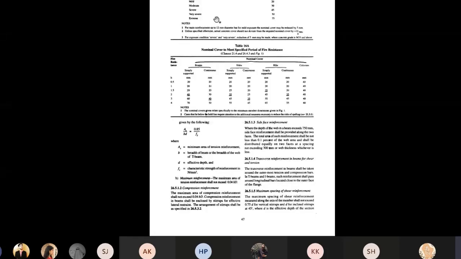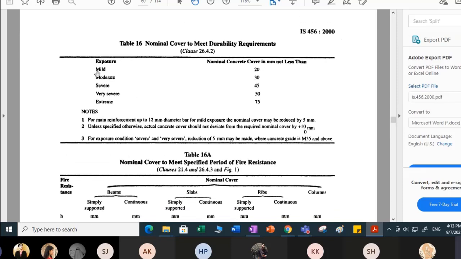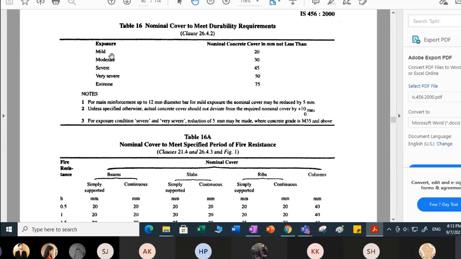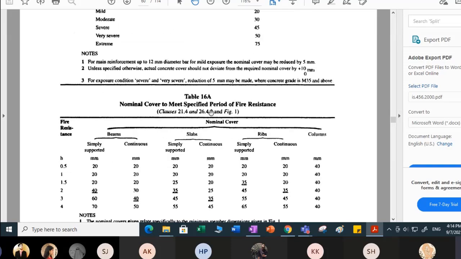Here you can see you have mild exposure condition, moderate exposure condition, severe. Now, this beam is going to be within a room, so you will not have moderate, severe, very severe or extreme exposure condition. So the exposure condition which you can see is mild, which can be 20. Now, based on the fire resistance also, you have a simply supported beam. If you want a fire resistance of 1.5 hour, you can see the code is specifying 20.